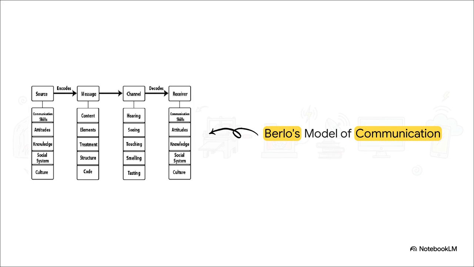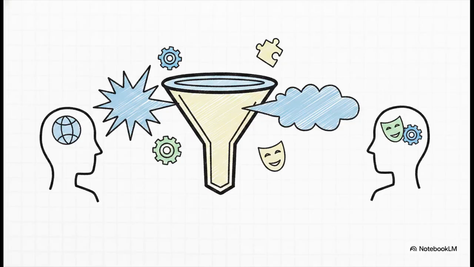He points out that human beings rely on our 5 basic senses, hearing, seeing, touching, smelling, and tasting, to serve as the ultimate channels of information flow. But the biggest upgrade in Berlow's model lies in the source and receiver. He argues that when a source puts thoughts into words and a receiver tries to decode them, that whole process is deeply influenced by internal human factors. Things like our personal culture, our specific knowledge base, and our unique attitudes act as really heavy filters.